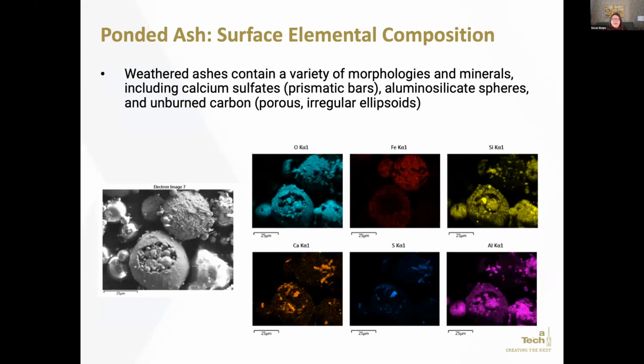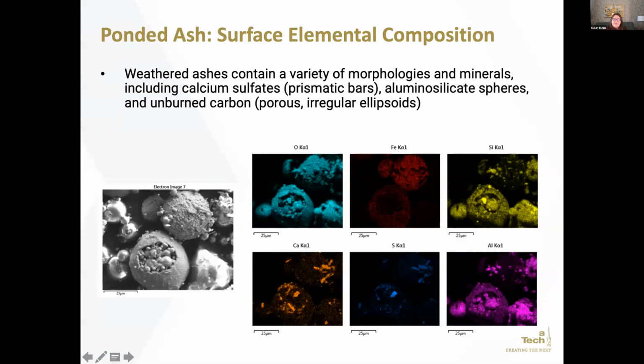What you see here is the SEM image on the left-hand side, and we've got the EDS data on the right-hand side. This is an image of a ponded ash, and these ashes themselves, we know, have calcium sulfate precipitated on them. This map tells you where the oxygen is present on this sample.